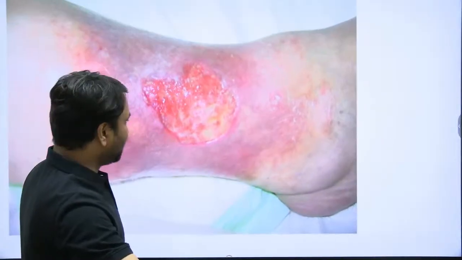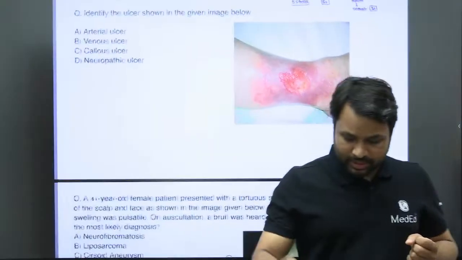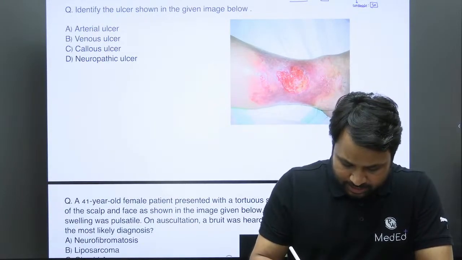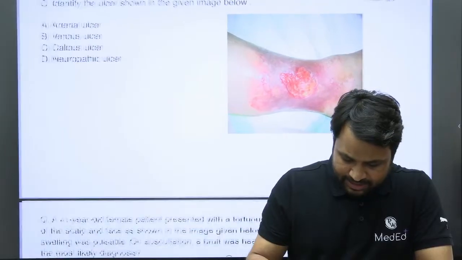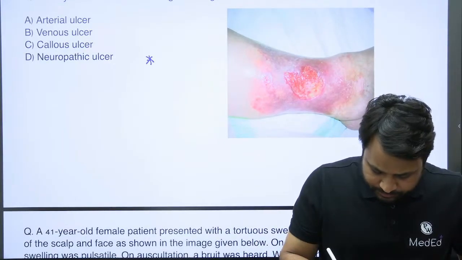If you have to see this ulcer, just put this in your head. When you look at this ulcer, the points that I can tell you are that it is around the ankle, so I can say this is present in the gaiter area. The first point that I can tell you is that it is around the ankle.